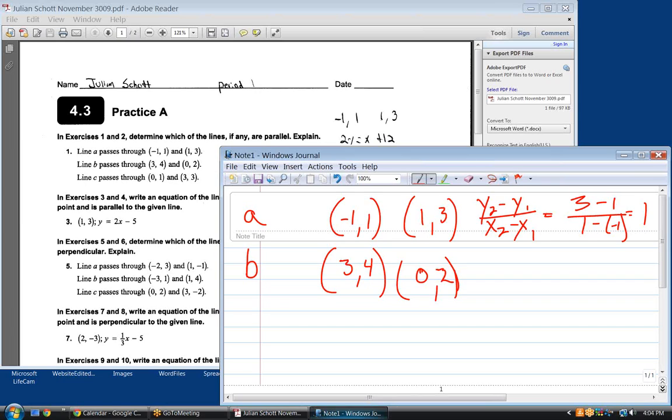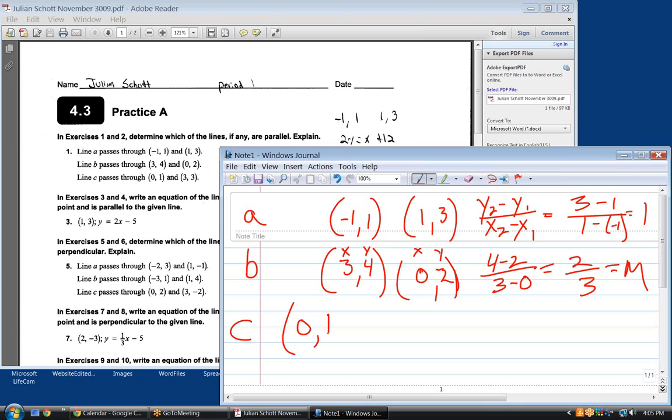So wait, it's 4 minus 3? No. What's the y sub 2 and what's the y sub 1? This is always x, this is y, this is x, and this is y. So take one of the y's, subtract the other y from it. Okay, so 4 minus 2 is 2. And 3 minus 0 is 3. So that slope is 2/3. So that line is not parallel to line A.